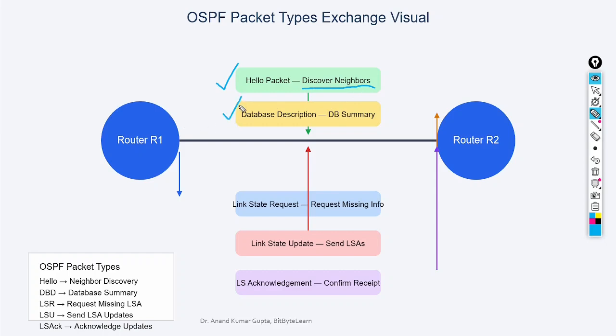Then they share their database information in the form of the link state database exchange. Then they also send a packet if the link state information is missing. They send the update using the link state advertisement and acknowledge once the update has been received. So these are the 5 different packets in action.